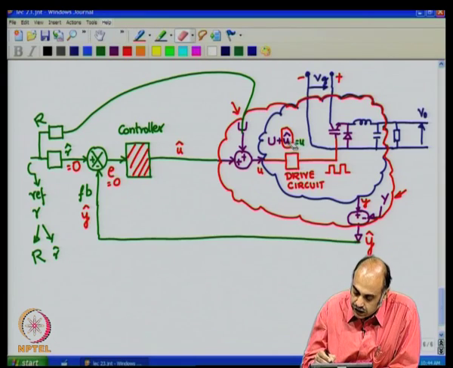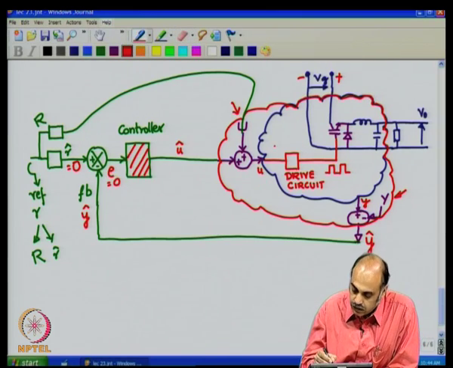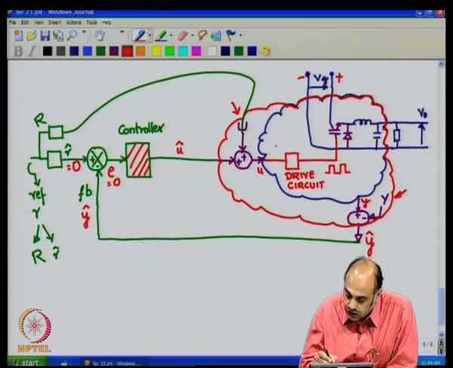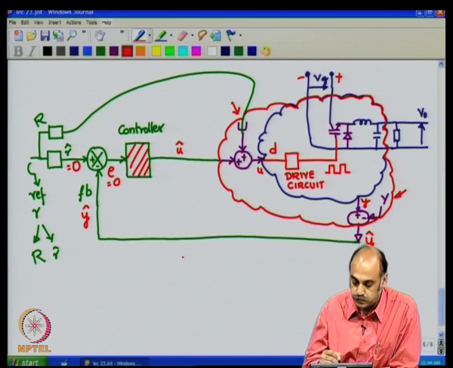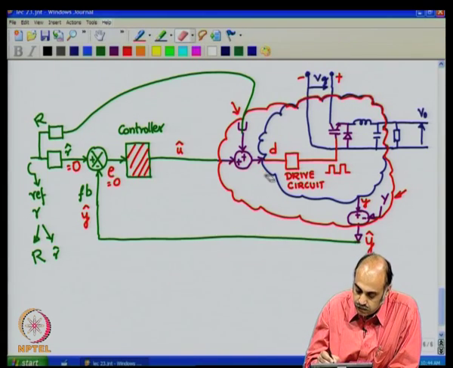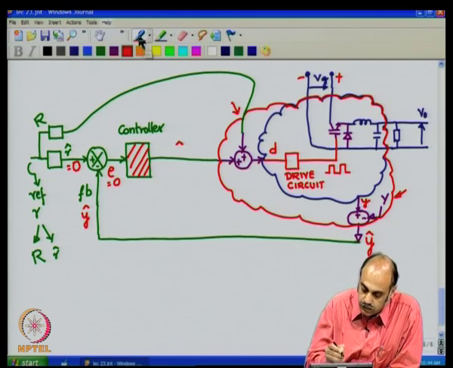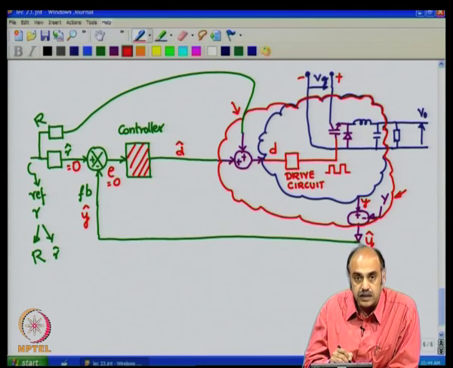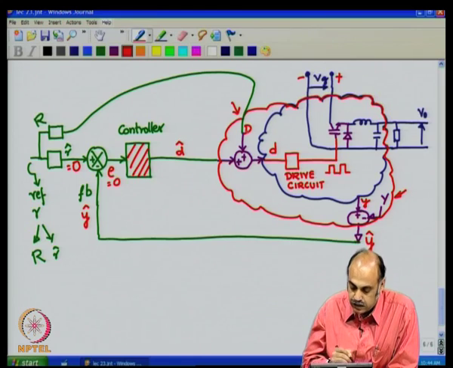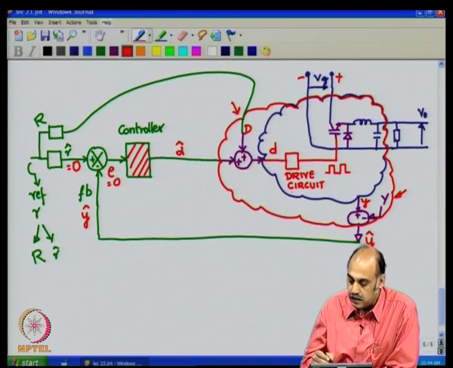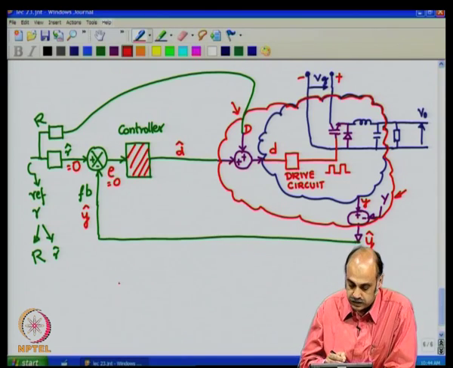So, if you keep on erasing these things and see, replace it by appropriate symbols. So, for the converter here, this will be the input U, control input U, D, and what will be the steady state, and what will be the small signal. This will be small signal D hat, and this will be the uppercase D. So, you get a D duty cycle, which then passed through appropriate ramp and drive circuit, will give you the signals for switching on those devices.